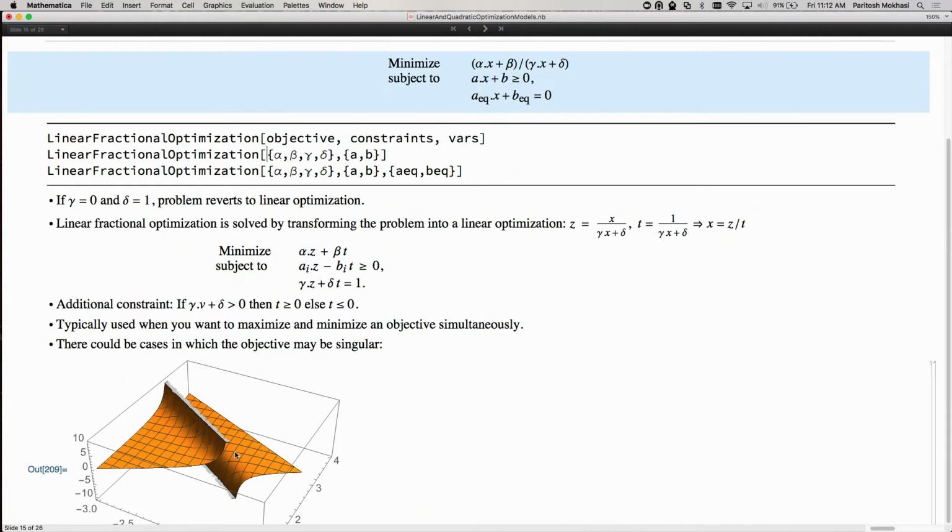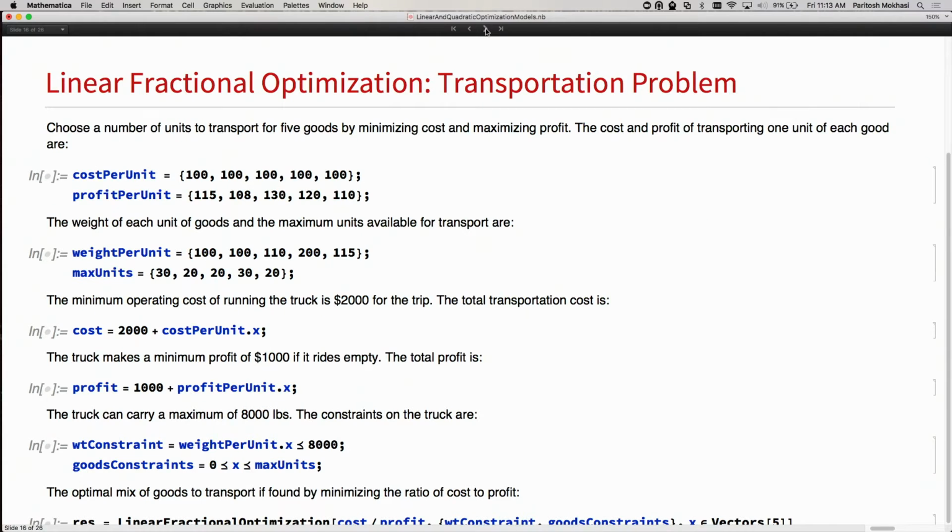One thing I do want to point out, for those who start using this, is that because there is a denominator, there's a very good chance that this denominator could go to 0, which means that inside this conic region, you could end up getting singular results.